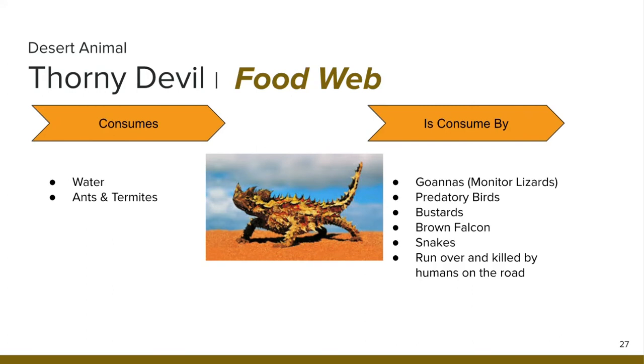And who are their predators? Well, their predators are monitor lizards, predatory birds, bustards, brown falcon, snakes, and lastly, humans. But they don't really eat them and kill them. They get run over on the road because they like standing on the road to cool down.